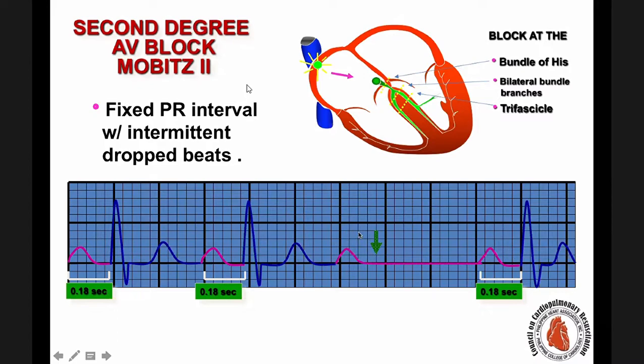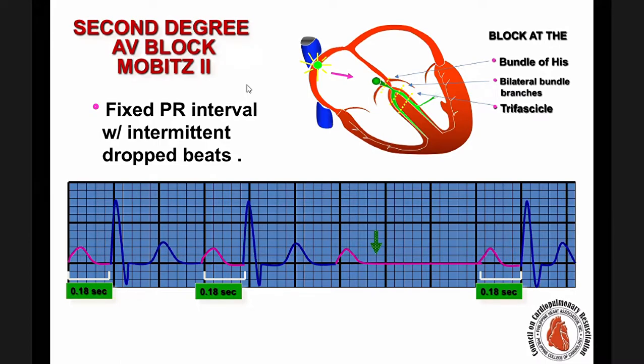So ang technique is look for a drop beat. If there is a P wave not followed by a QRS, you immediately commit this as a drop beat, and then you immediately look for the PR interval before the drop beat and after the drop beat. If both have the same PR interval, it's automatically second degree AV block type 2. But if there is a difference in PR interval, prolonged yung PR interval before the drop beat and shorter yung PR interval after the drop beat, that's second degree AV block type 1 or Mobitz 1 or Wenckebach.